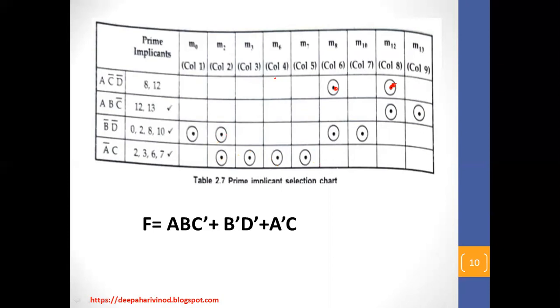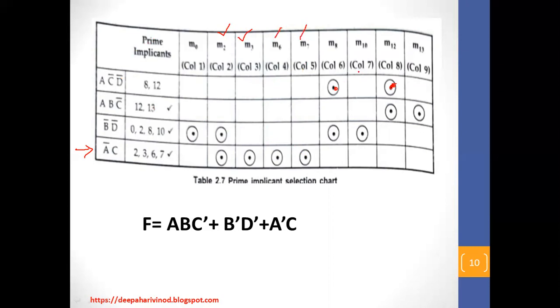Now check which column has only one tick mark. Here you can see that it has only one tick mark in this column, and in this one also you don't have any other. So this one is very essential. I can say that this one is my essential prime implicant, because to cover 3, 6 and 7 we don't have any other implicant. Now put a tick mark. It covers 2, 3, 6, 7, isn't it?